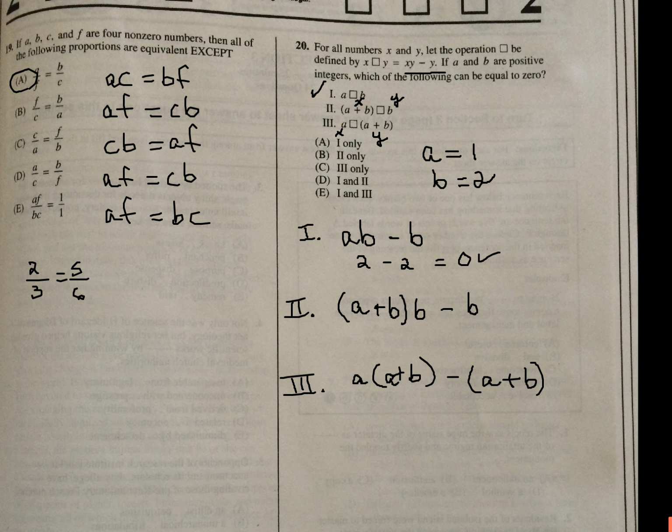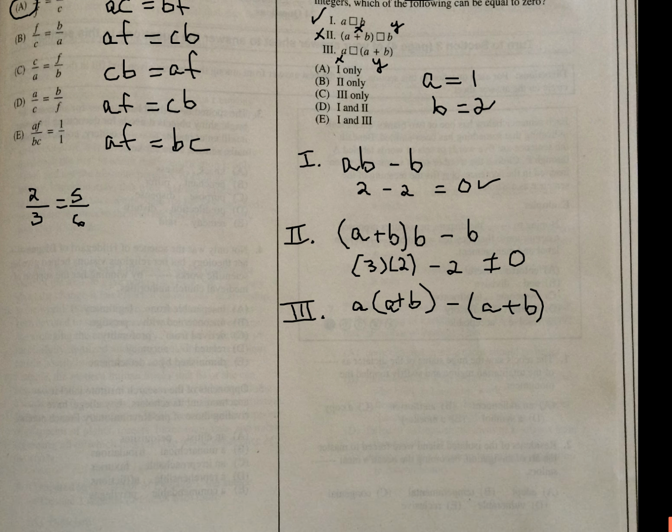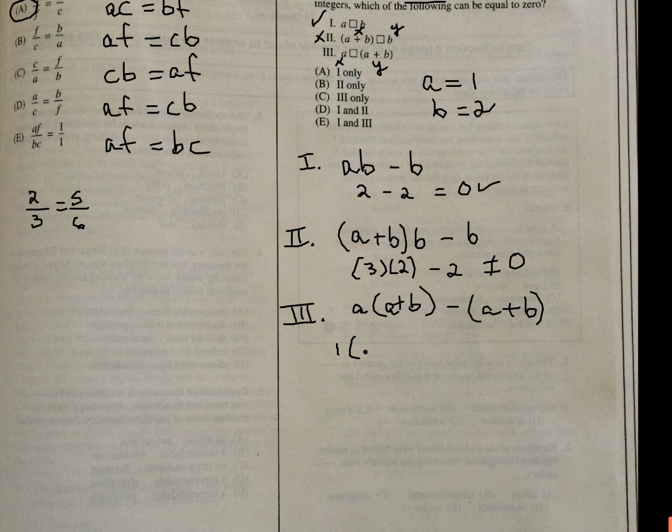Let's put 1 and 2 in for this one. So 1 plus 2 would be 3, times 2 would be 6, minus 2 does not give us 0. So 2 does not work. Let's go down to 3. A is 1. 1 plus 2 is 3. And 1 plus 2 is 3 again. And we get 0. So that one does work. And that would be 1 and 3. Okay, that's it for Test 6, Section 2.